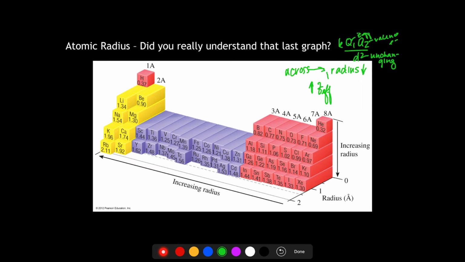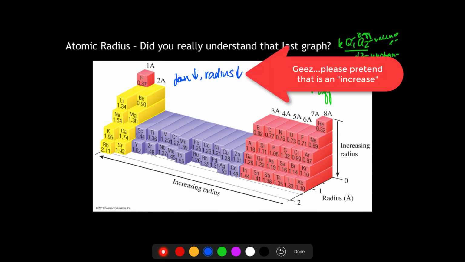Yes, that is a great explanation, and that's what you should write every time you are asked to justify why radius decreases as we go across a period, or I guess if you want to go in the other direction. Makes sense? So for the group trend, obviously as we go down a group, what happens to the radius?